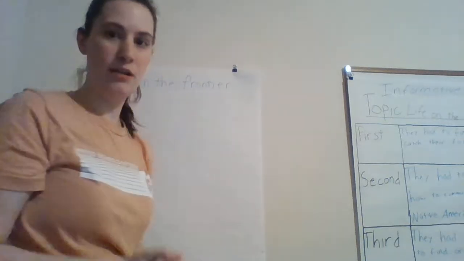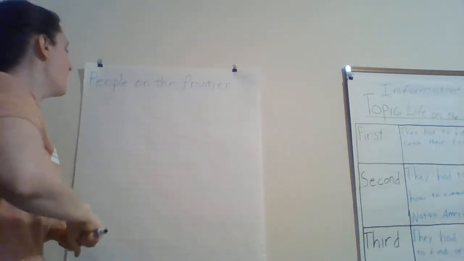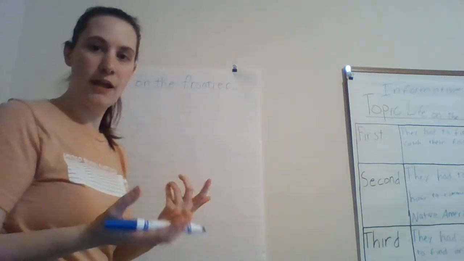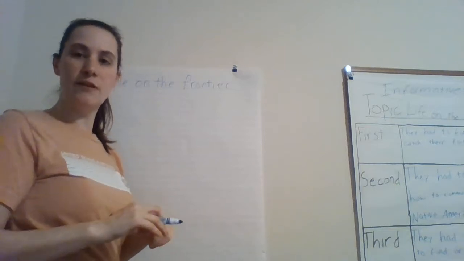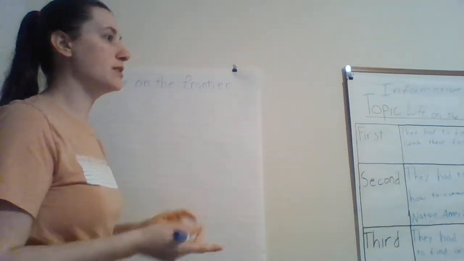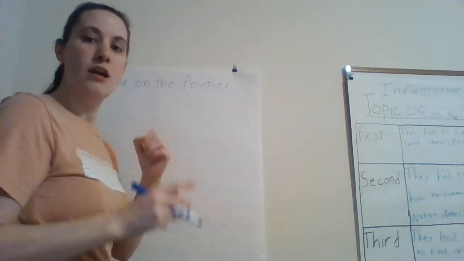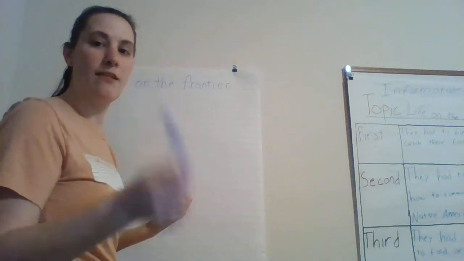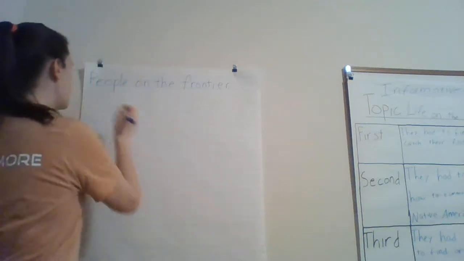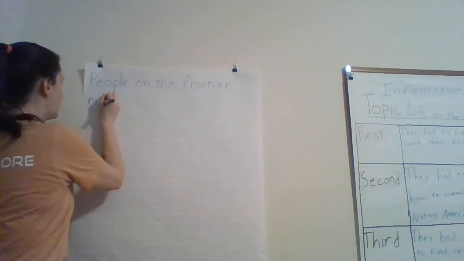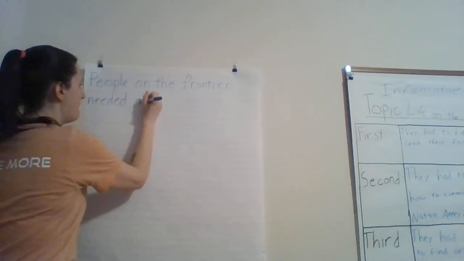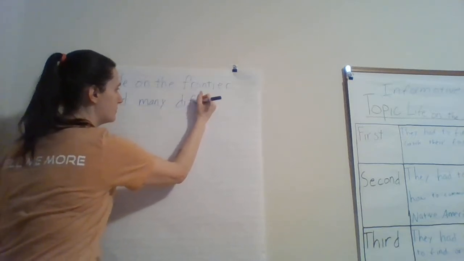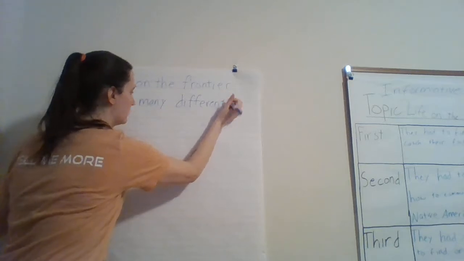I've already started with an introduction. It says, people on the frontier. Now, because I'm informing about life on the frontier, I'm talking about the people who lived there. So for my introduction, I'm going to say, people on the frontier knew how to do many different things. They needed a lot of different skills. So people on the frontier needed many different skills.